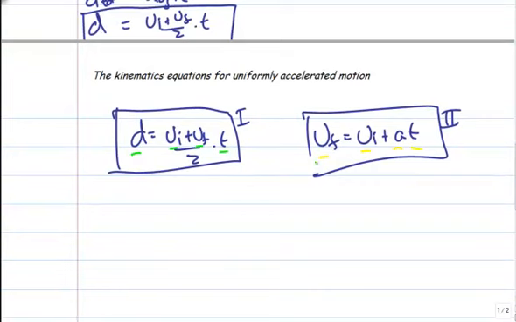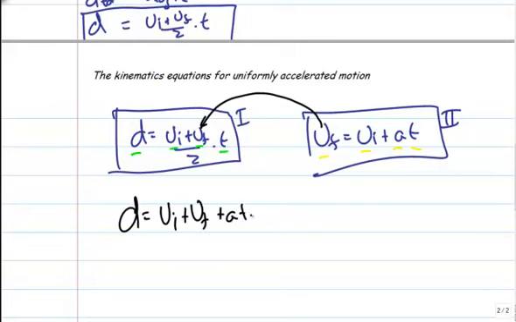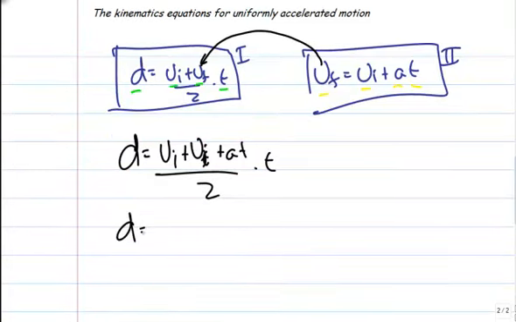Now, let's just kind of pre-do some algebra here. Let's substitute VF here into this equation. We're just substituting equations right there. So let's say we didn't know VF, but we kind of knew this equation for it. So D is equal to VI plus all of that, VF plus AT all over 2 times T. Whoops, this was VI plus AT. Okay, so D is equal to VI plus VI is 2VI plus AT all over 2 times T.